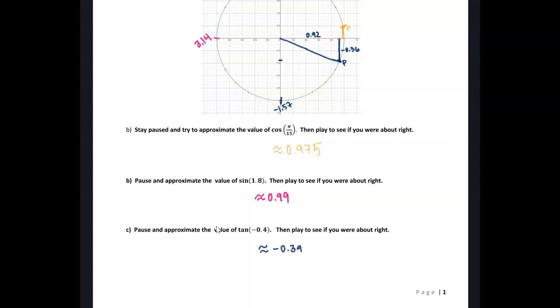So just remember, your arc lengths do not have to be special values. They don't even have to be multiples of pi. And these things should make sense. You should be able to look at your unit circle and say, okay, does it make sense that my y coordinate is almost 1 or my x coordinate is almost 1? Does it make sense that my slope is in the ballpark of negative 1/2?